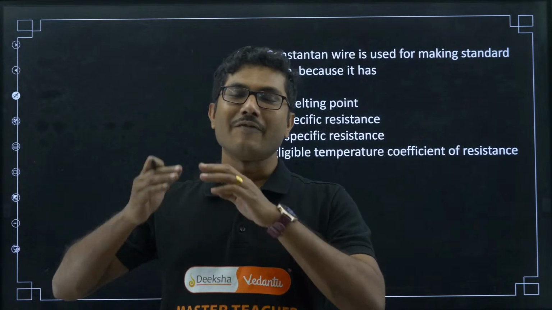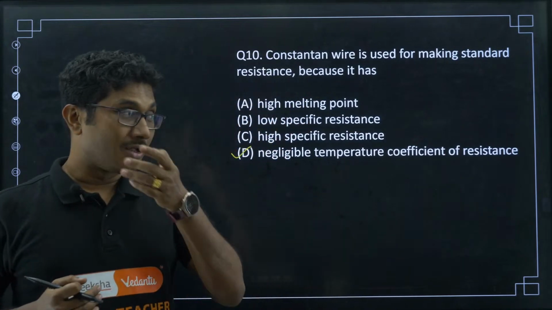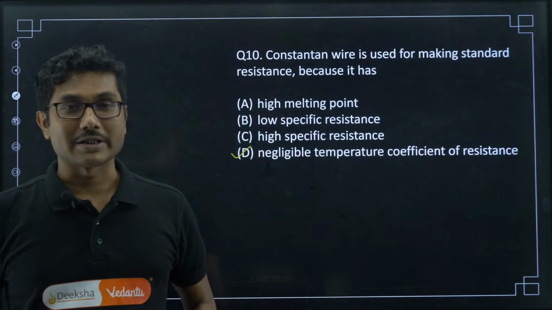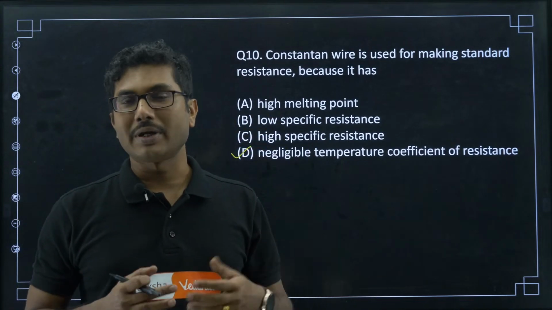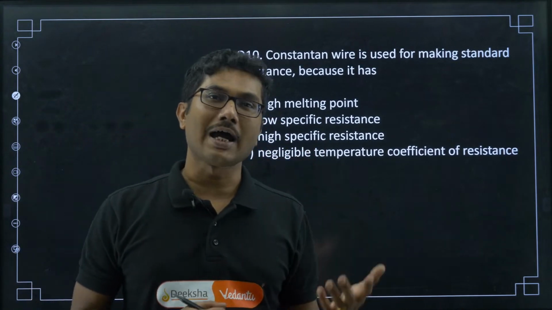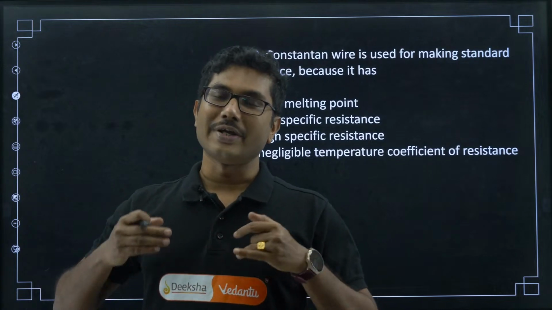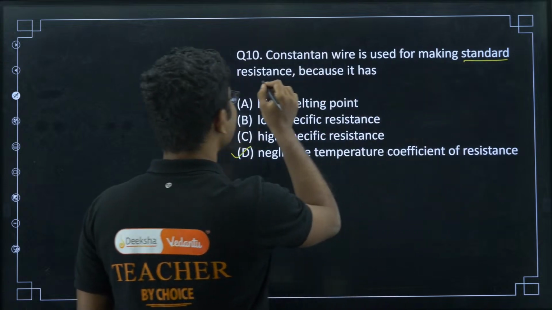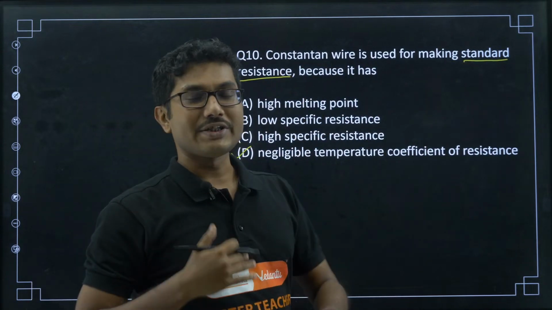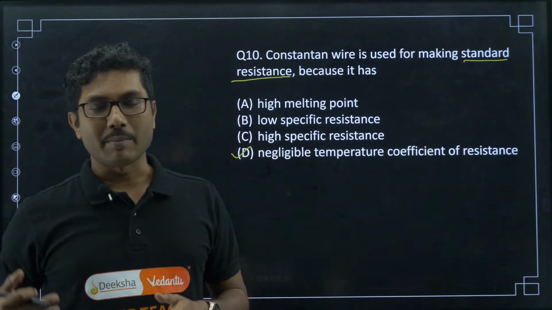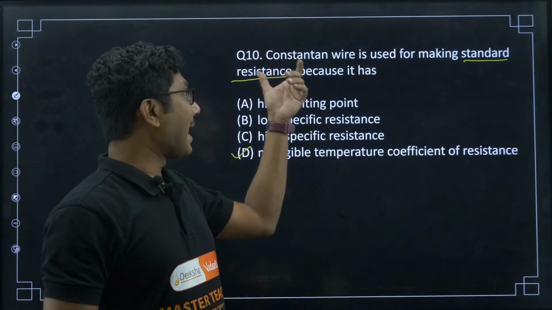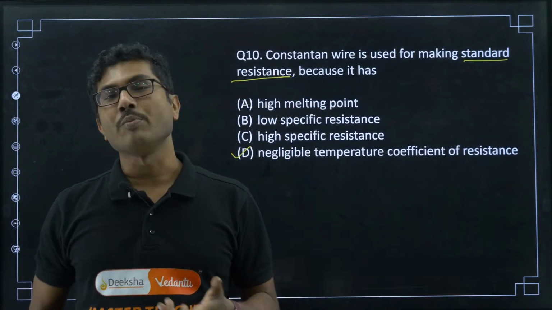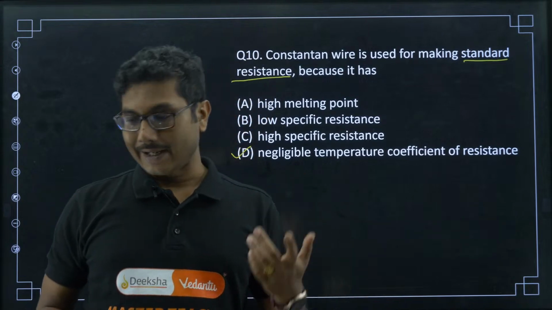Their resistance varies very little with respect to the temperature. So even if the conductor's temperature becomes very high, their resistance change is negligible. That is why it is important for making standard resistance. Standard resistance means one whose resistance does not change with temperature. That is why manganese, constantan and nichrome are preferred as standard resistance.